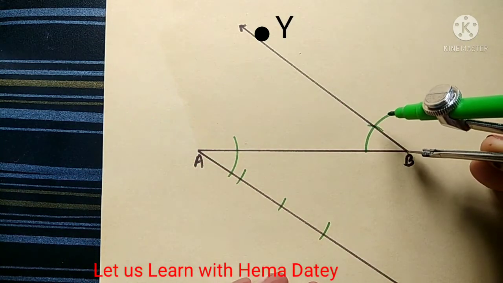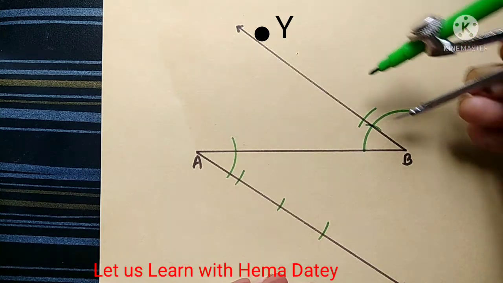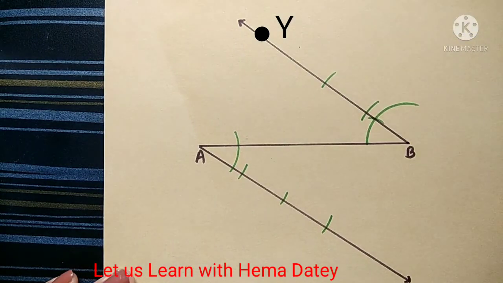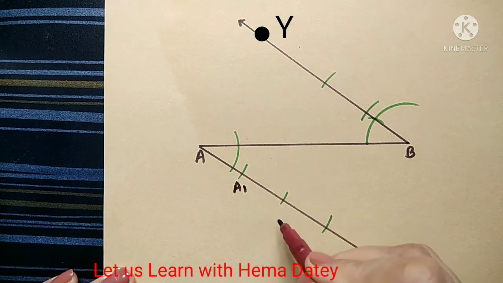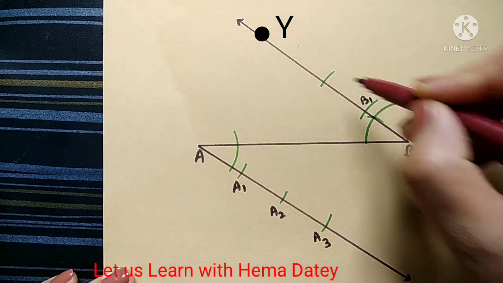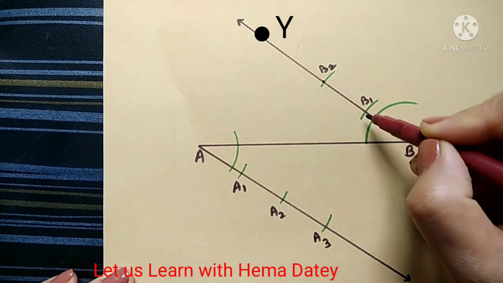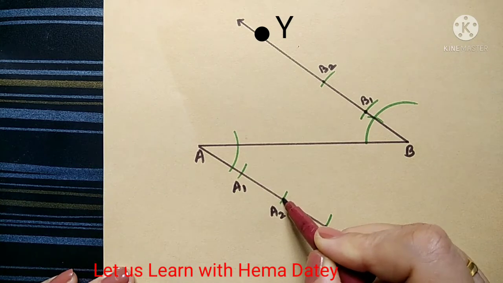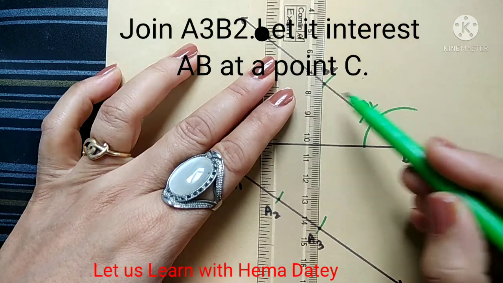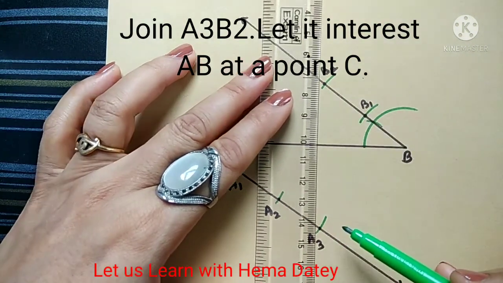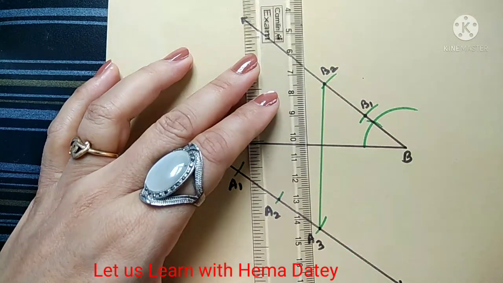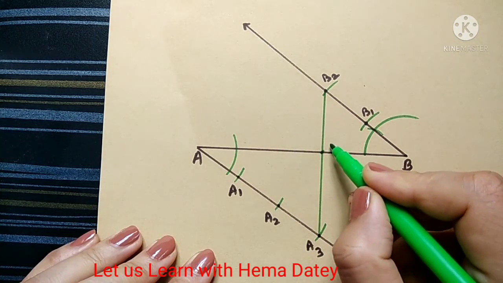Without changing radius, make two equal parts on the ray BY. This is B1 and this point is B2. We have made all the 5 parts equal. Name the points A1, A2, A3, B1 and B2. Here the length of each part is equal. Now join A3, B2, and this line is intersecting AB at a point C.